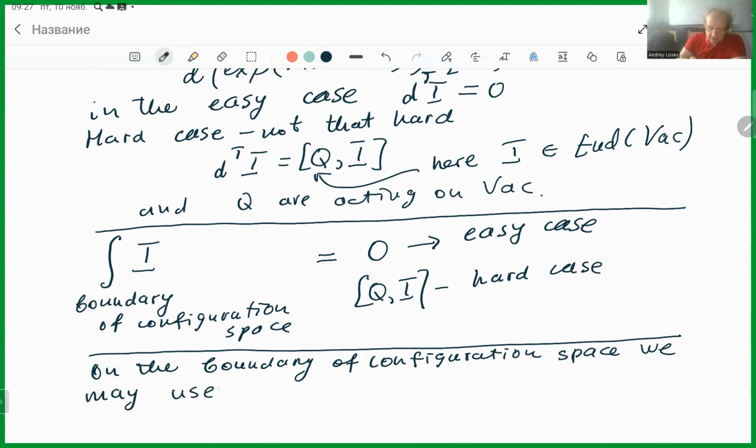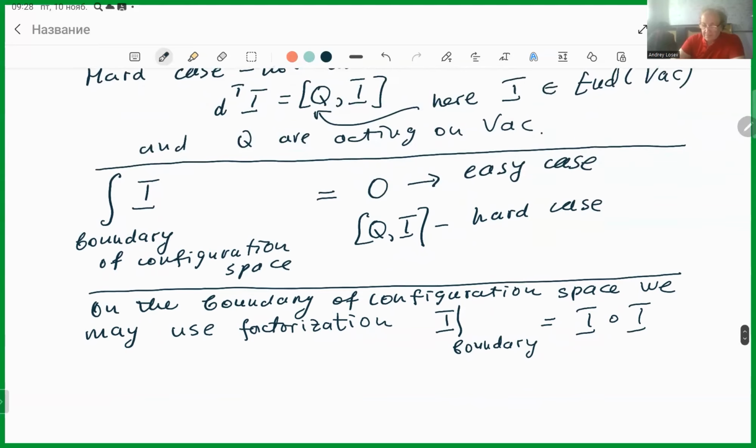We may use factorization. So I, schematically, restricted to the boundary is symbolically I times I. So this is the origin of quadratic relations.